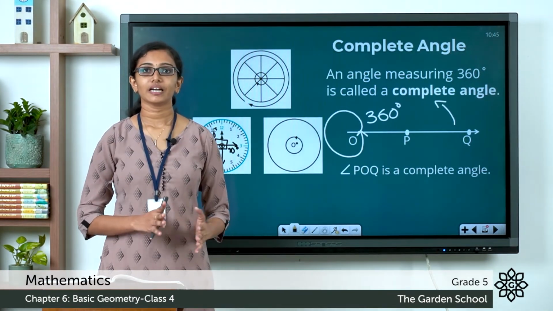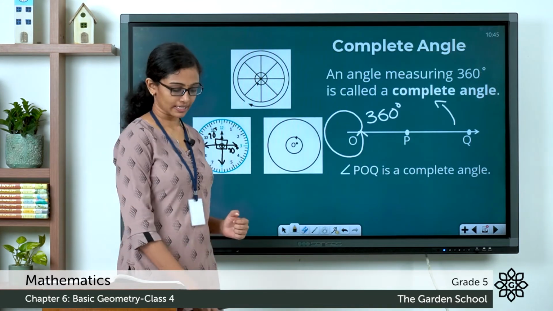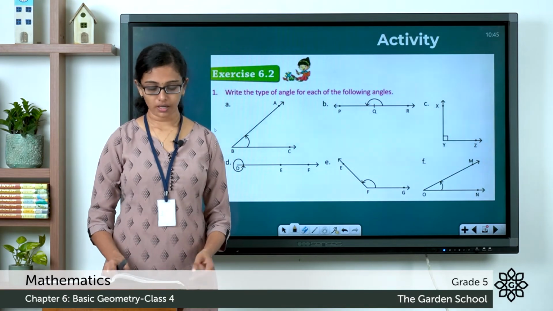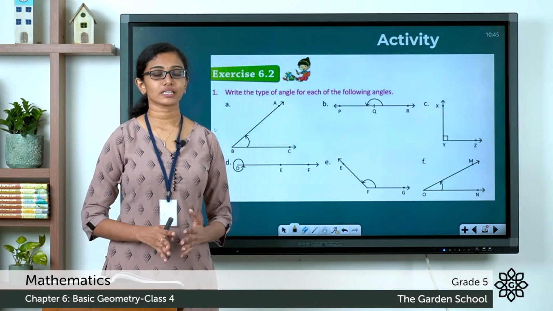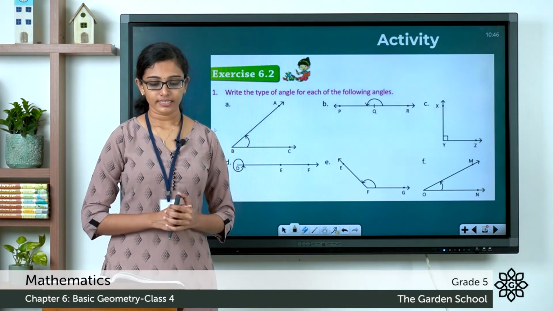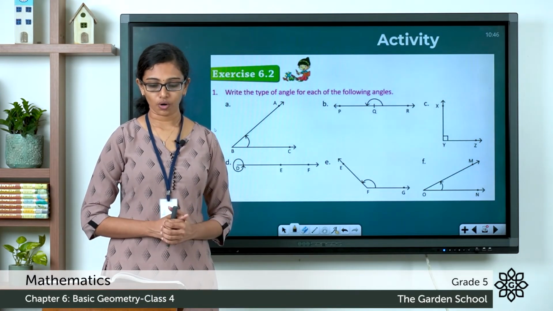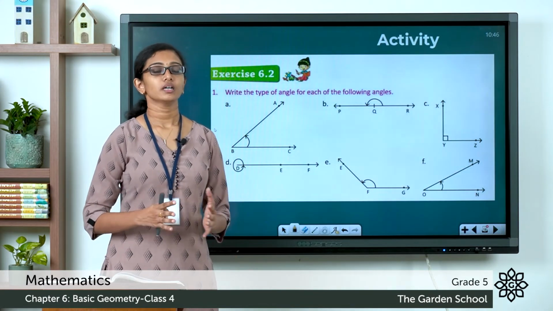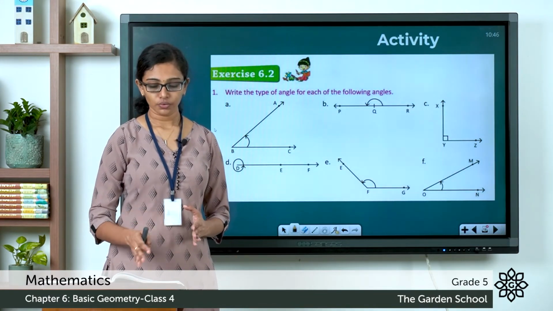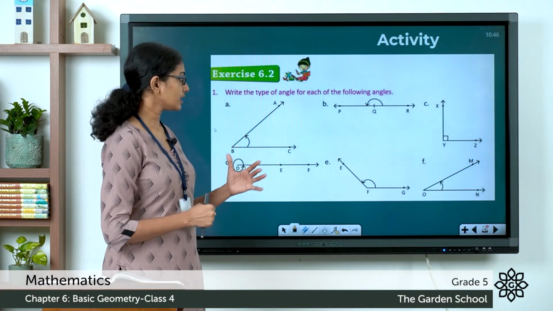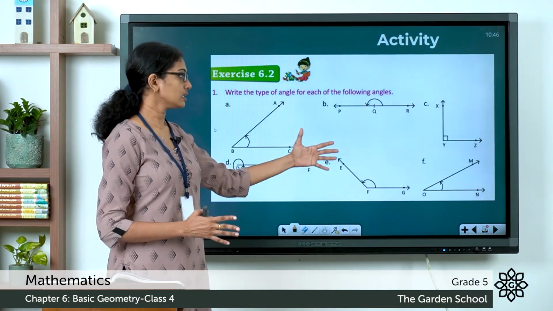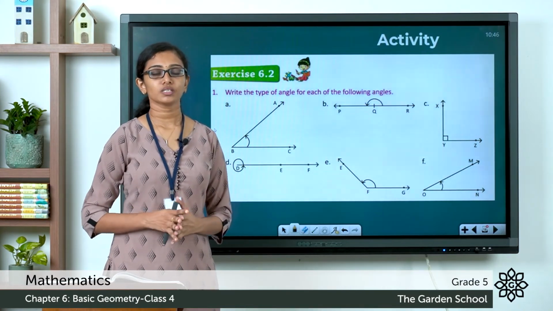Now that we have seen different types of angles, we'll do one activity. All of you please take your maths textbook and turn to page number 108. You can see exercise 6.2 in that page. You see this question there? Write the type of angle for each of the following angles. So you are thorough with the different types of angles that we learned in this class today. You have to observe the angles given here and you have to mention which type of angle each one is. Do this as an activity.